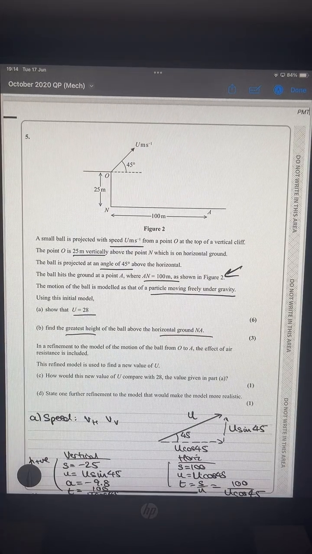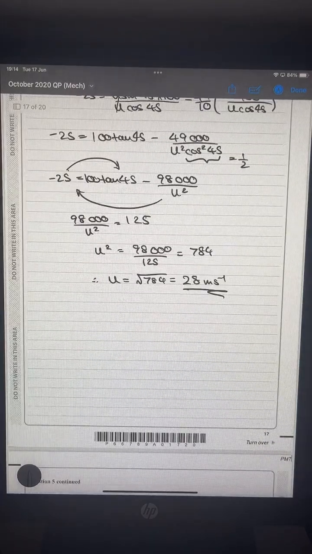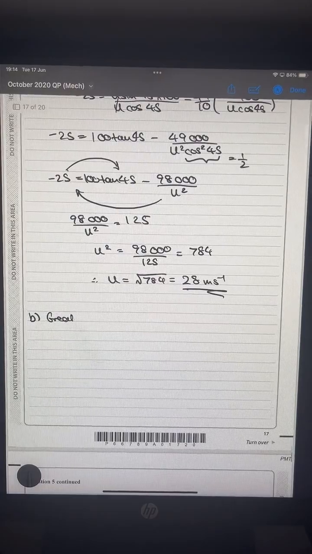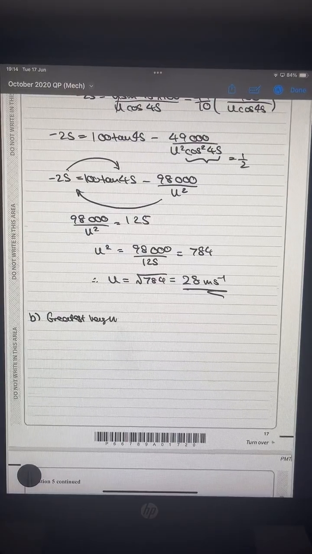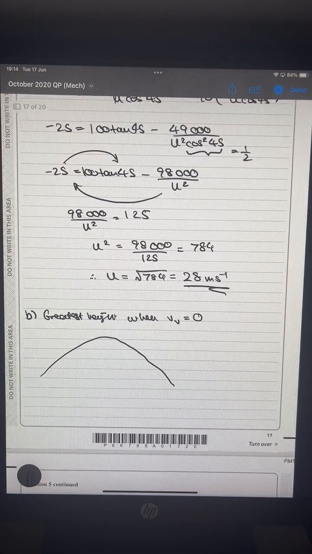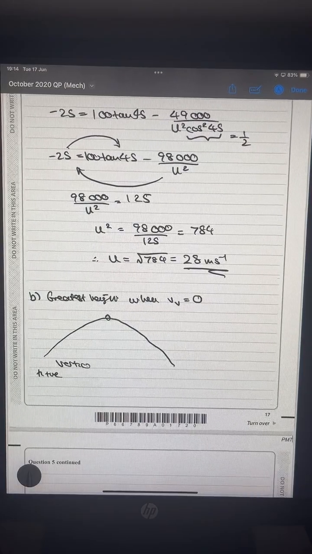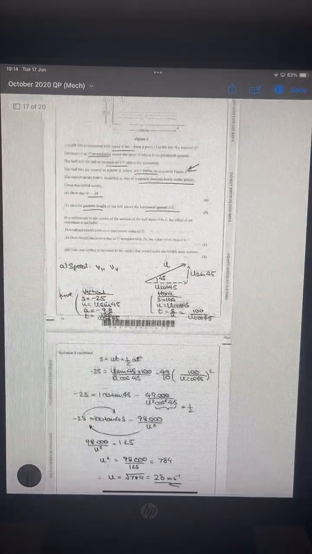Find the greatest height. We need to know that at the greatest height, so part B, the greatest height is when V vertical is equal to 0. Because imagine your projectile is going like this and is going down. At one point, the vertical velocity is going to temporarily be 0. So I'm going to model resolving upwards, and that's going to be positive. So my vertical motion.